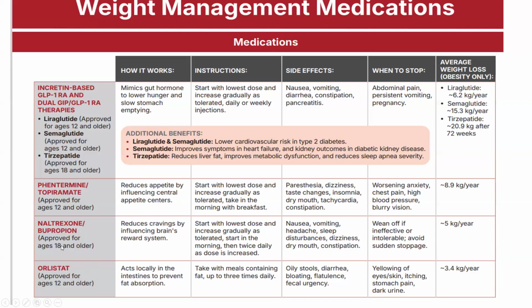In terms of orlistat, approved for ages 12 and older, it acts locally in the intestine to prevent fat absorption, taken with meals containing fat up to 3 times daily. Common side effects are oily stools, diarrhea, bloating, flatulence, fecal urgency. When to stop? When we can see yellowing of the skin or eyes, itching, stomach pain, or dark urine, which can be caused by orlistat as a very rare side effect. It causes an average weight loss of around 3.4 kg per year.